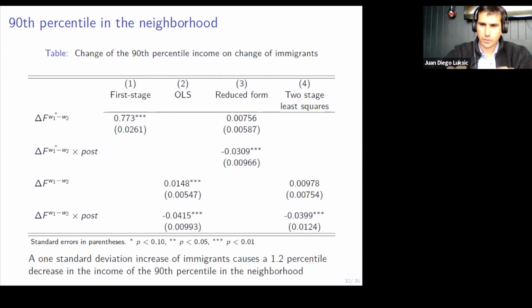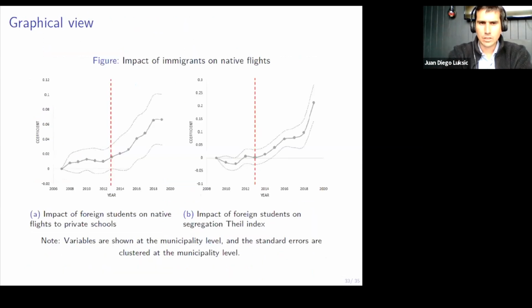in the specific neighborhood. I also do the same with the 50th percentile and other percentiles, and I see no change, and that's why this is specifically evidence that the richest are the ones that are moving out to other neighborhoods. So this is just a graphical view. I changed the specification a little bit to have this graphical view because the other one has a 6-year change, as I was saying. The left panel is showing native flight to private schools, and the right panel is showing the segregation index.